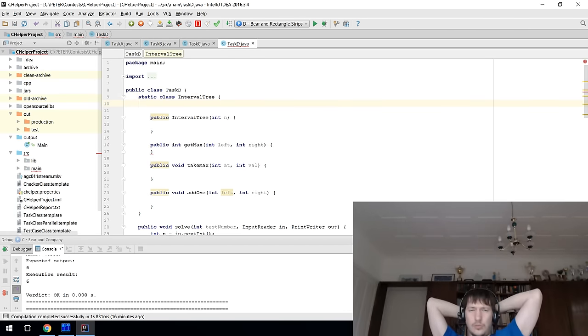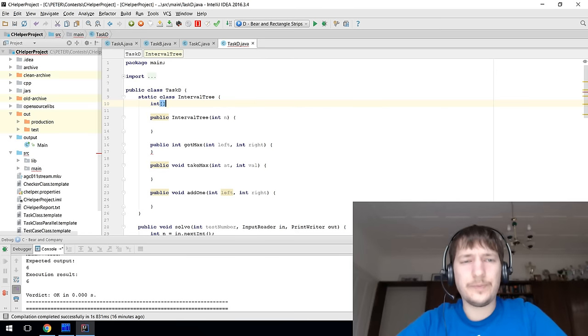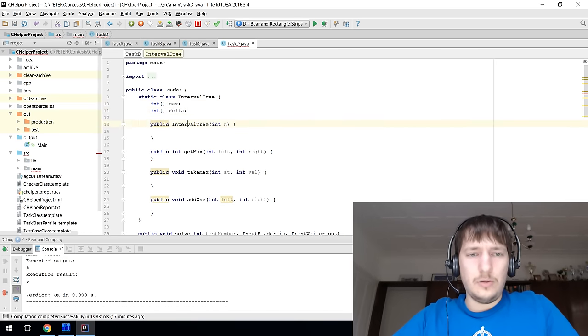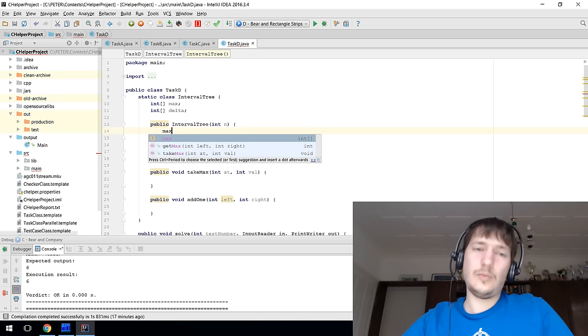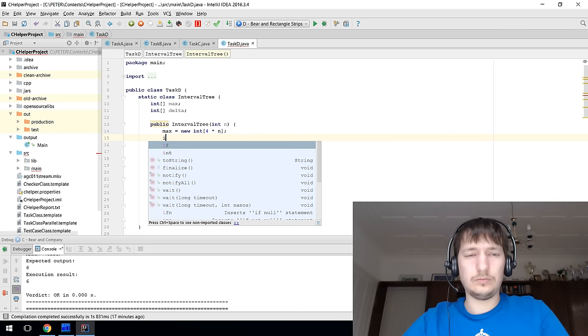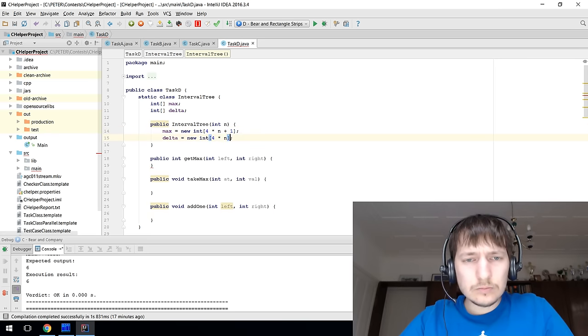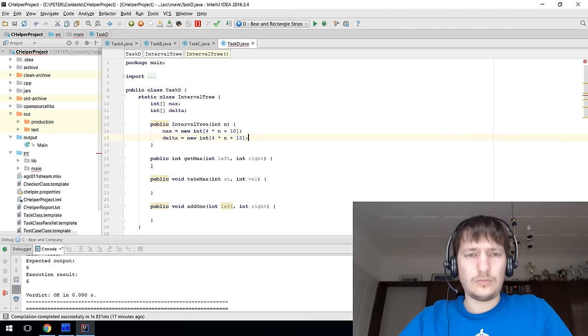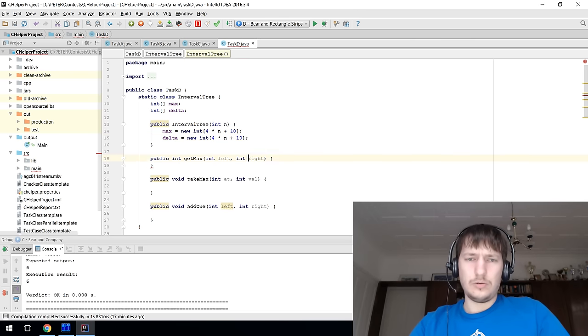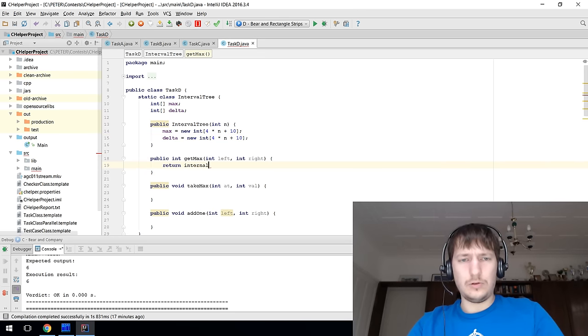Okay, so can we get max and add one, always have left equal zero? But it's not clear, right? Yeah, it's not clear. Yeah, let's just do normal tree. Okay, max and delta, right? So okay, we initiate it and initially it's all zeros.